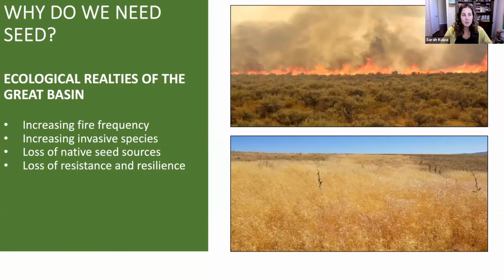And so invasive species and wildfire are the greatest threat to native plants in the Great Basin and Nevada. Fire is a natural part of the Great Basin. However, fires have become more frequent and larger. Typically, fire occurred every 30 to 100 years, but now they're occurring as often as every 5.